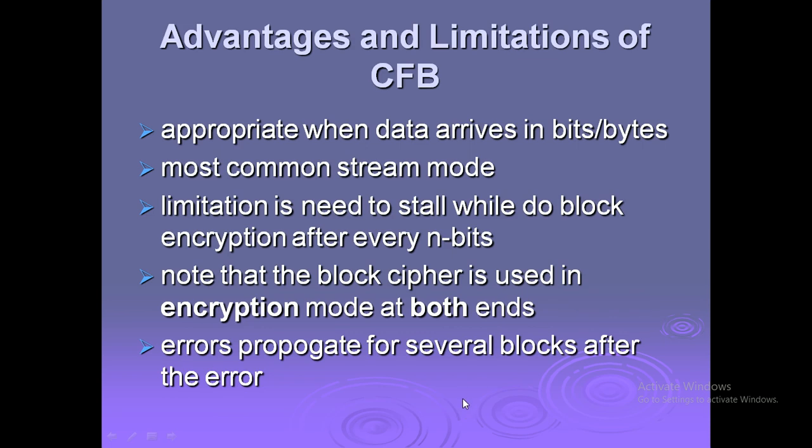Advantages and limitations of CFB. Appropriate when data arrives in bits or bytes. Most common stream mode. Limitations: need to stall while doing block encryption after every n bits. Note that the block cipher is used in encryption mode at both ends. Error propagates for several blocks after the error.